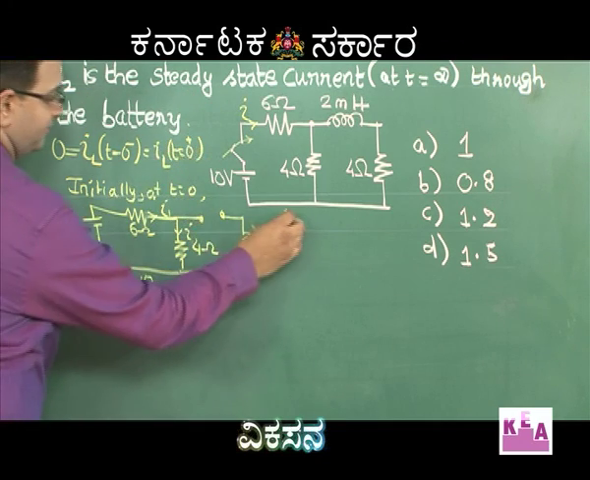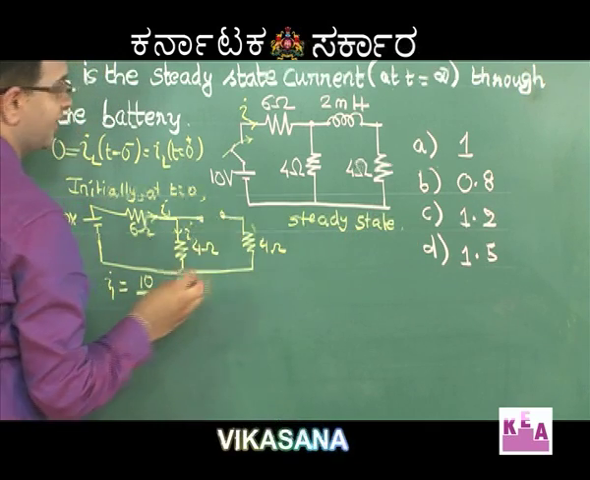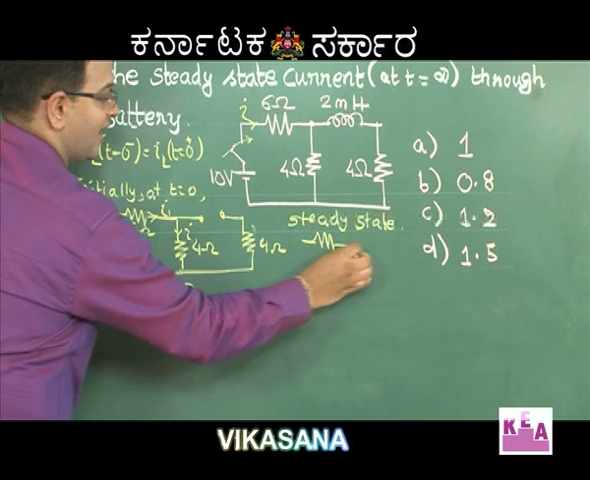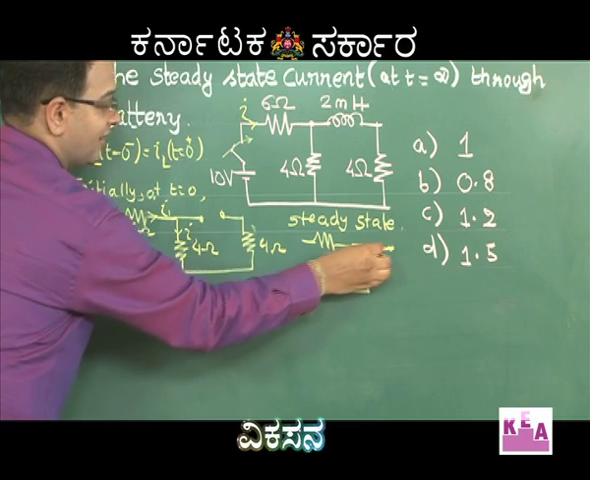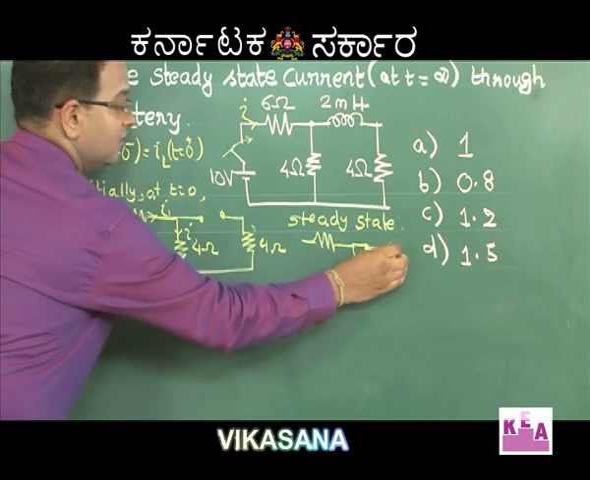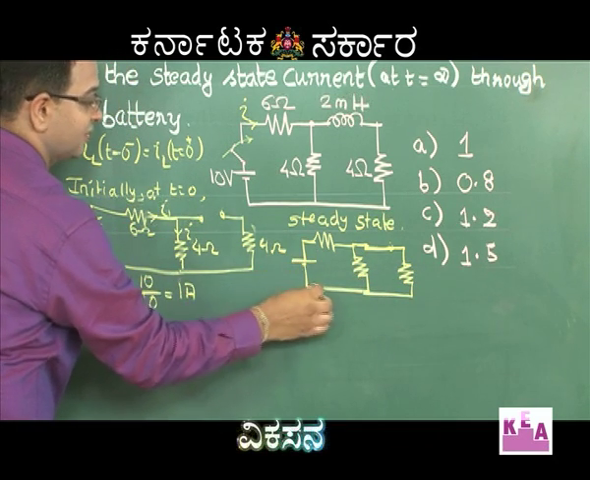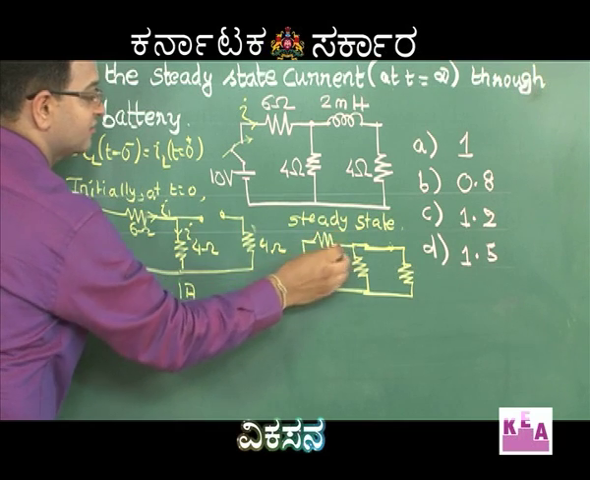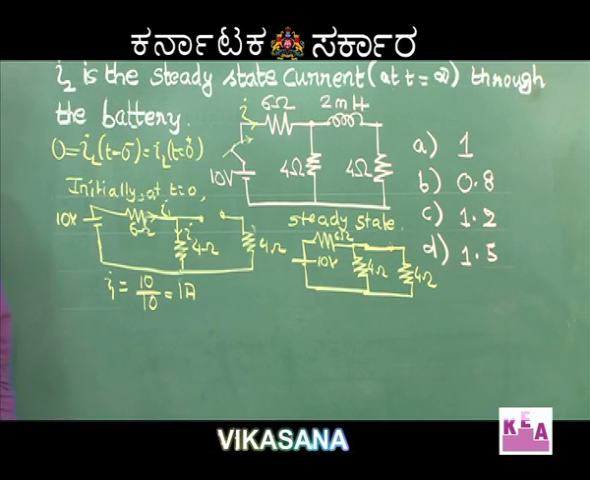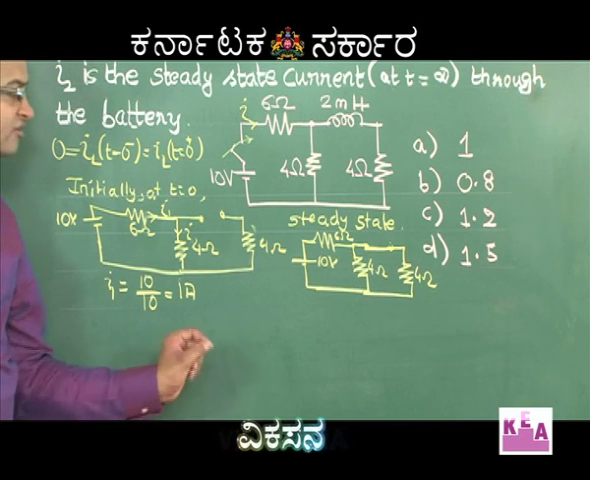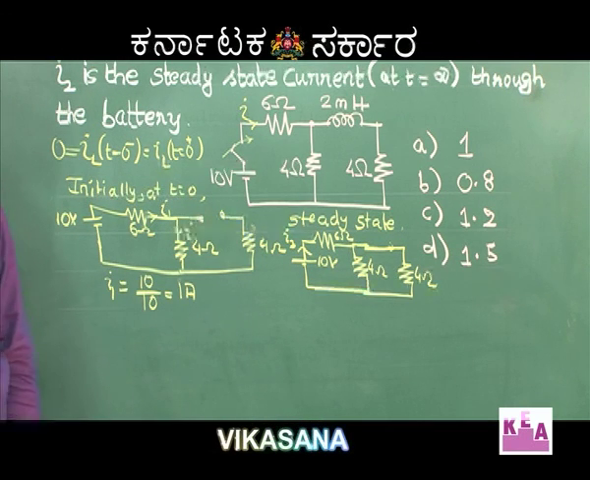That means in the steady state, if you want to redraw the diagram here, we have the 6 ohm here, we have the 4 ohm here, and this 2 millihenry inductor can be replaced by a short circuit in the steady state. Therefore, this will be the circuit that we have to analyze now. This is 10 volts and this is 6 ohms, and here we have 4 ohms and here we have another 4 ohms. So this becomes quite a simple electric circuit problem to find the current, and the current supplied by the battery is I2 in this case, the steady state.